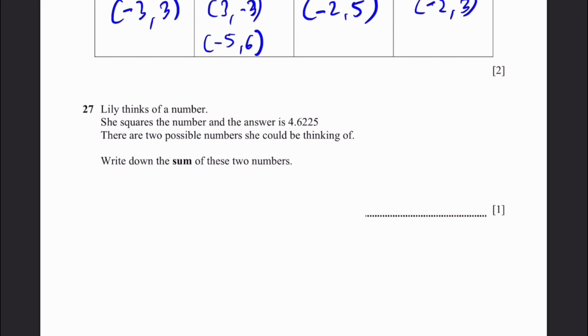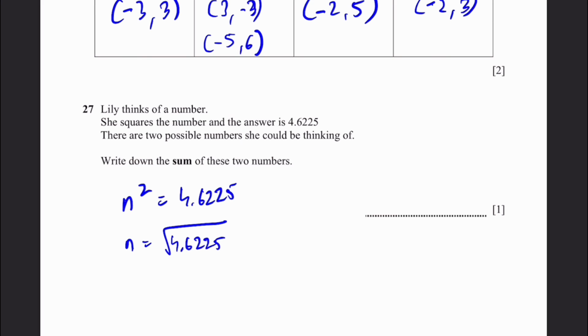Lily thinks of a number. She squares the number and the answer is 4.6225. There are two possible numbers she could be thinking of. Write down the sum of these two numbers. So let's say the number is n. n squared is equal to 4.6225. That means n is equal to the square root of 4.6225.